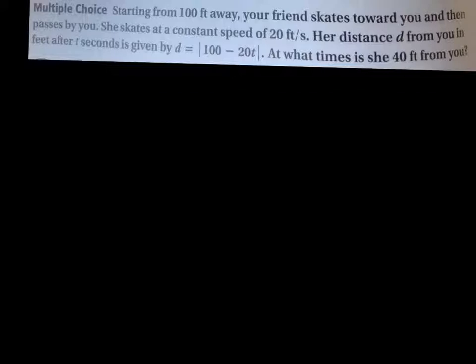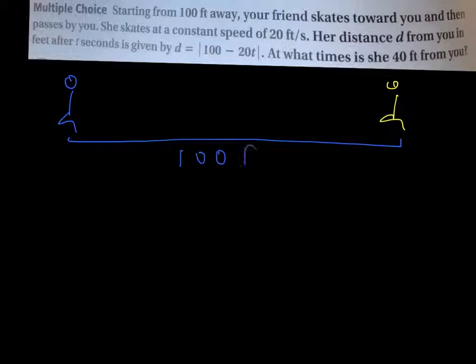Okay, let's look at a word problem using an absolute value equation. Starting from 100 feet away, your friend skates towards you and then passes by you. So let's say you are here, and your friend is over here, and this is 100 feet. She skates at a constant speed of 20 feet per second. So her rate is 20 feet per second.